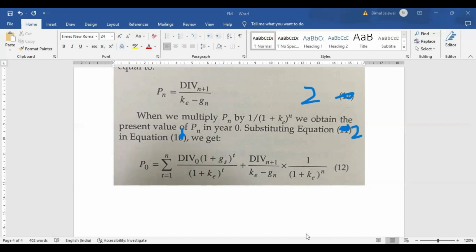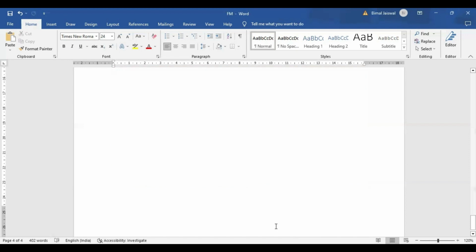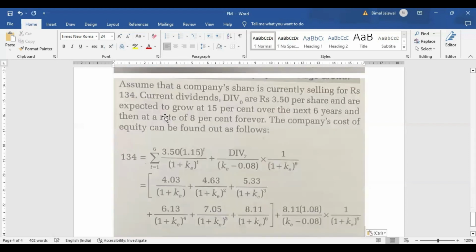In that numerical, the same method, the trial and error method, has been adapted. And you can see how you can get the value of cost of equity when equity grows at a supernormal rate and then at a constant normal growth. Like in this numerical, the company share is currently selling for rupees 134, the current price P0. The current dividend is 3.5, that is D0, and is expected to grow at 15% over 6 years.